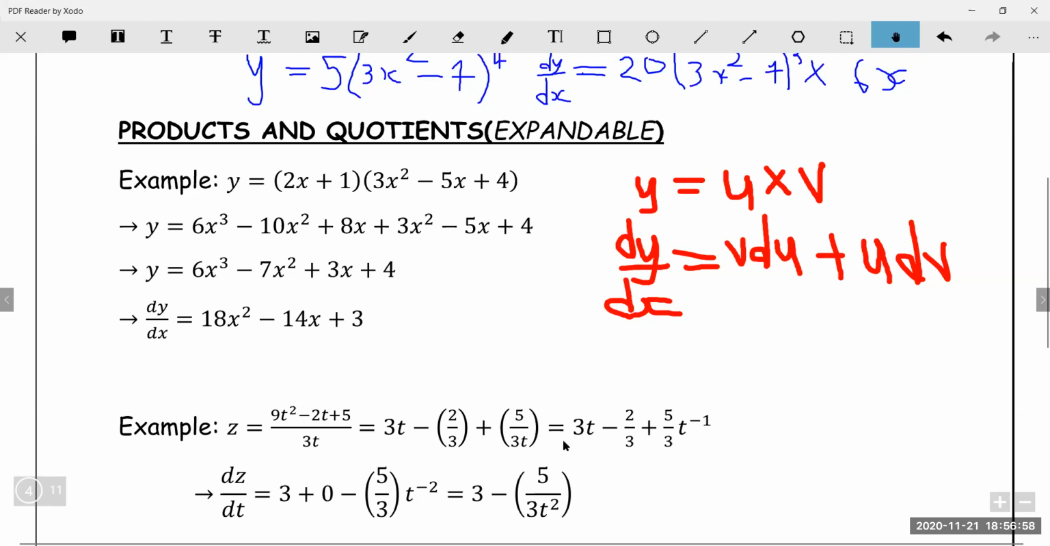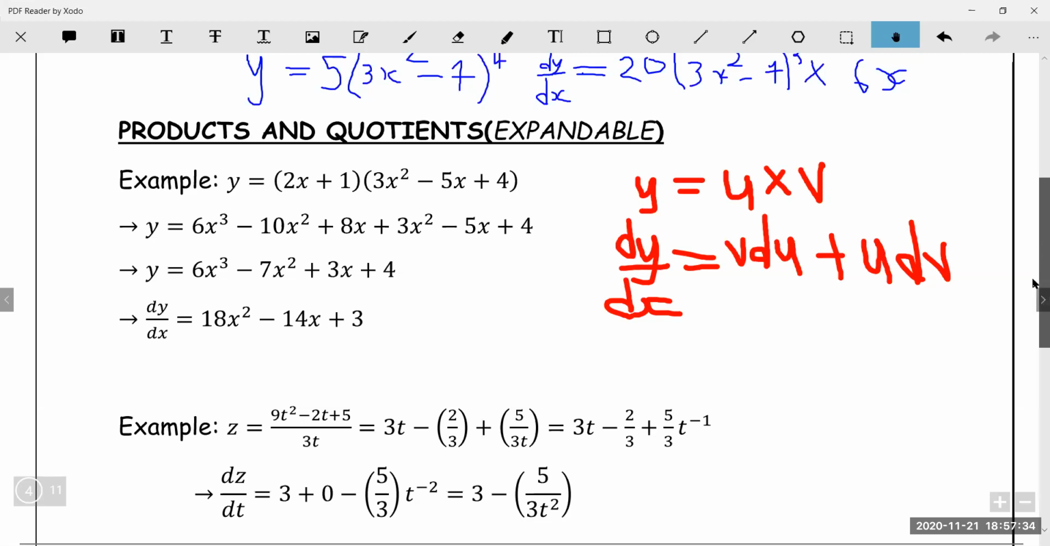So now to differentiate it, I differentiate it term by term. The derivative of 3t is 3. The derivative of a constant is 0. The derivative of 5 over 3t to the minus 1 is, I bring down the power, so it becomes minus 5 over 3. Then I subtract 1 from the power to get minus 2. And that's equal to 3 minus 5 over 3t squared, because this t to the minus 2 can go in the denominator as t squared. So it becomes minus 5 over 3t squared.